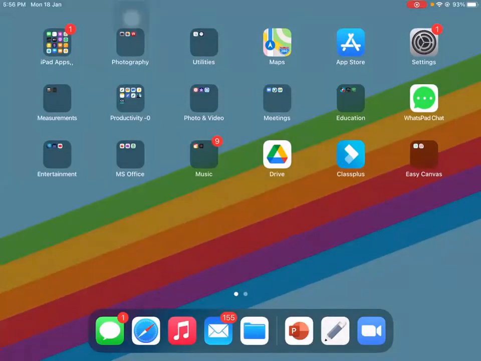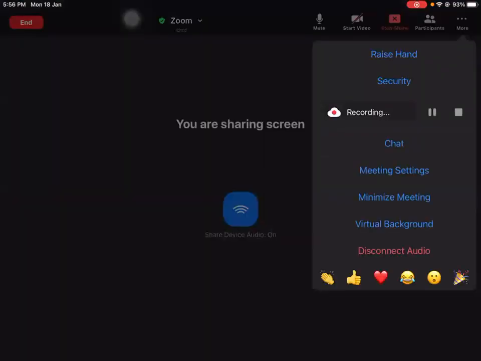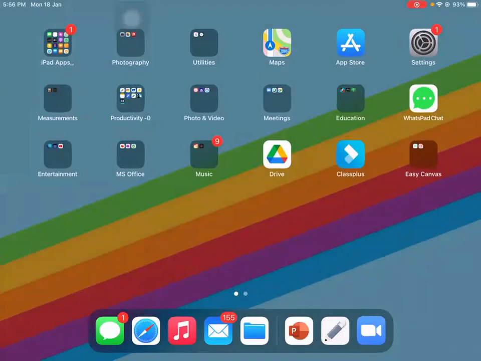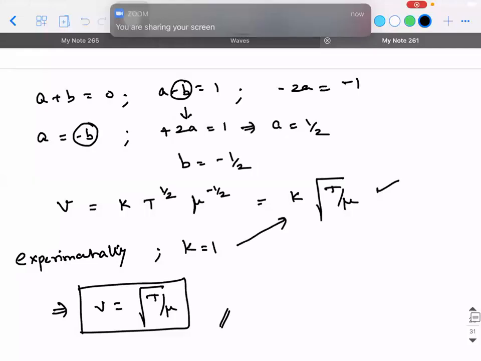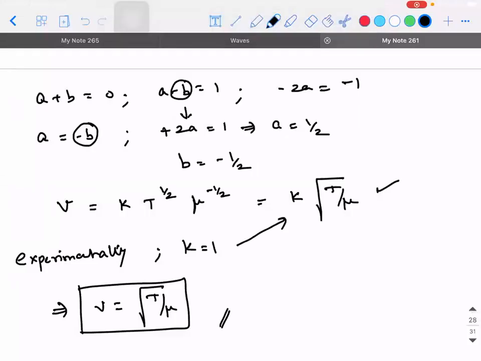Sir, why, sir? This is the reason I've derived it, no? This is based on dimension. When I substitute k is equal to 1 here, v is equal to root of t by mu. Okay, sir. Understood now, sir.